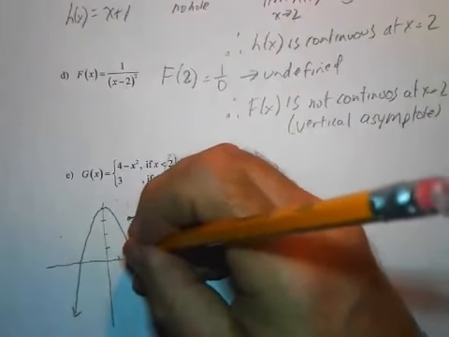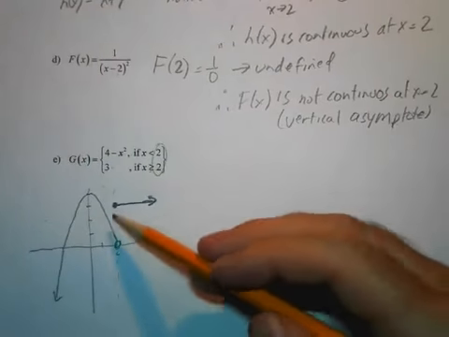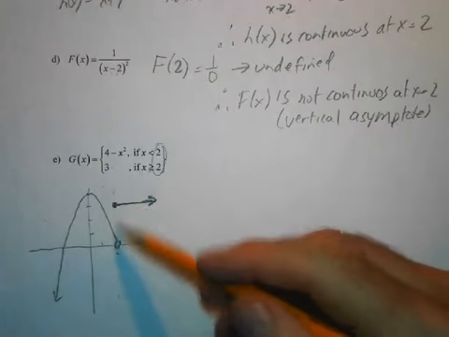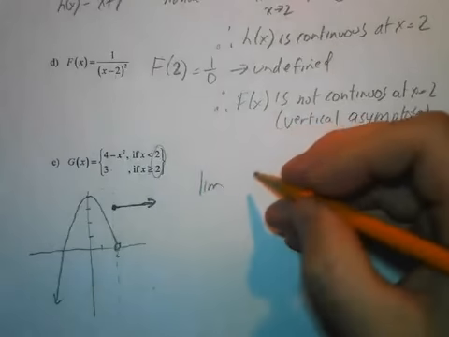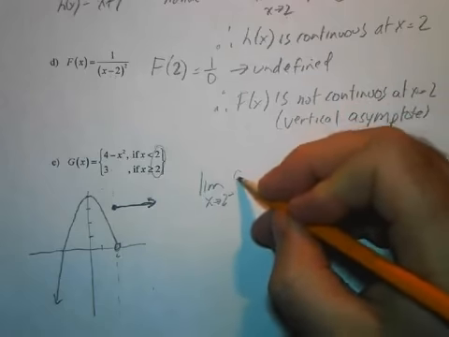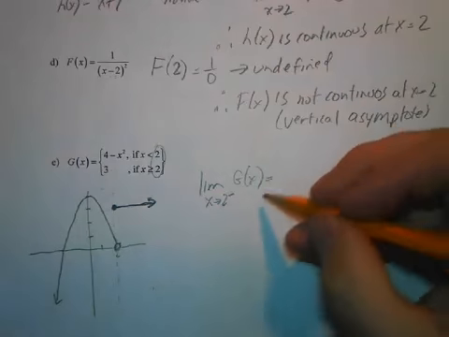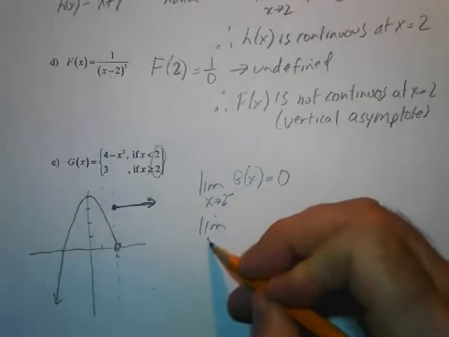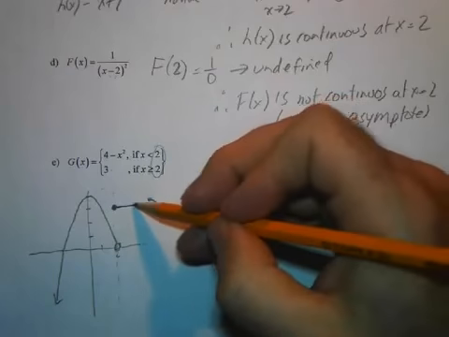Open circle here, closed circle here, and you can see right away that at x equals 2, the limit of g of x does not exist. Okay, so looking at the two sides, the limit as x approaches 2 from the negative side of g of x, from the left side, the actual value is 0. And from the right side of 2, as x approaches 2 from the positive side, that limit would be 3.